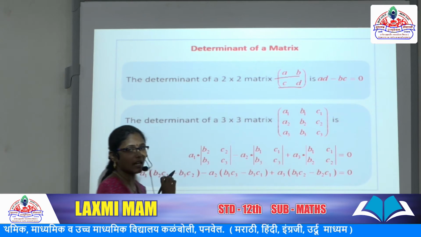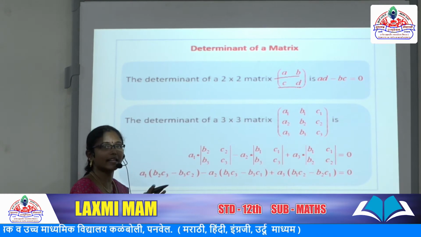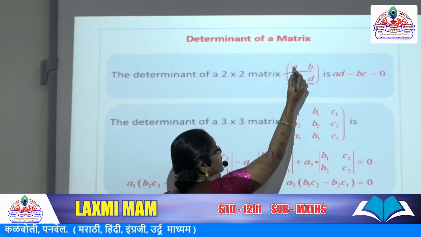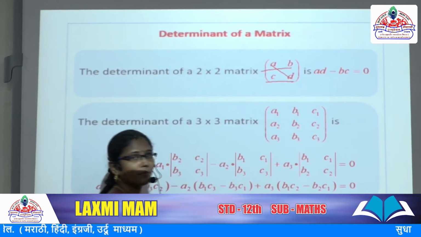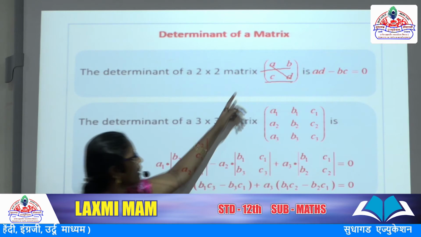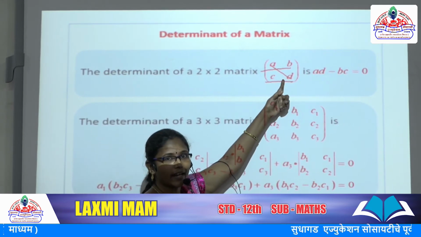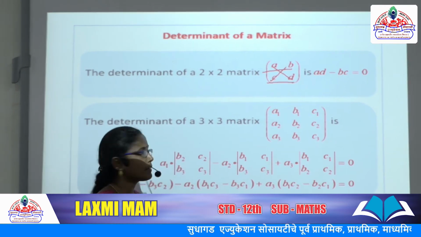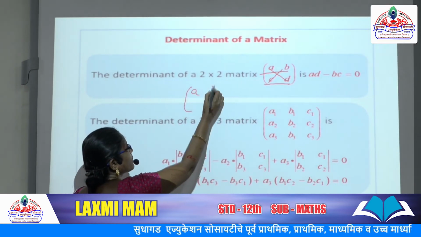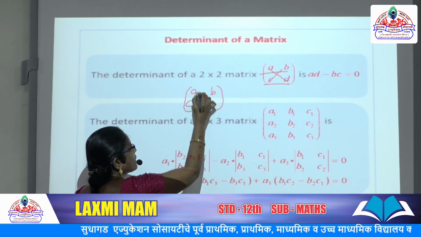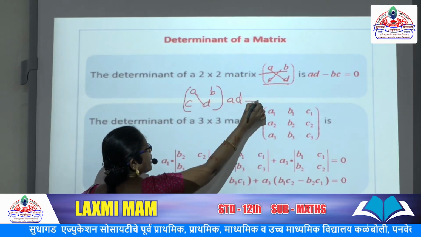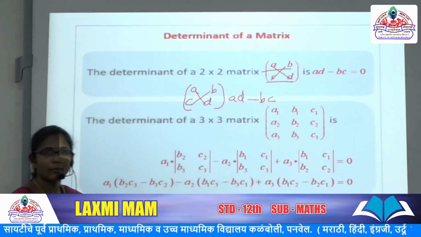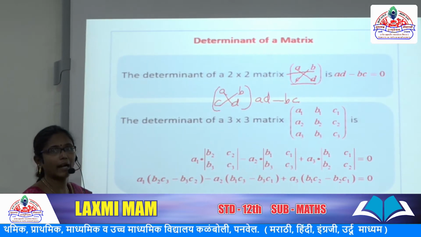If a matrix a b c d is given, how do we find out its determinant? Just cross multiply. Cross multiply a into d, that is ad minus b into c. You have to cross multiply: a into d minus b into c. That is the determinant of a 2 cross 2 matrix.